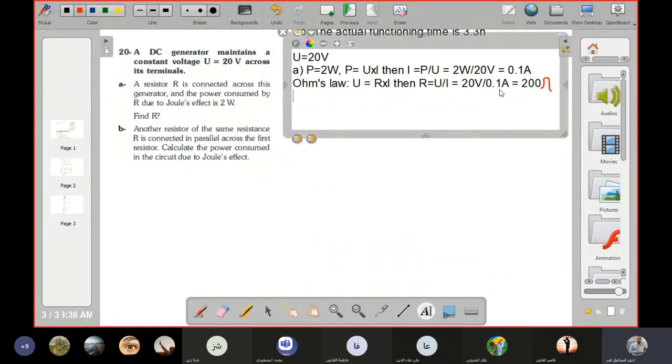Part B. Continue asking part B. Another resistor of the same resistance R is connected in parallel across the first resistor. Calculate the power consumed in the circuit due to the Joule's effect. Okay, so first what do we need to find here? Power.